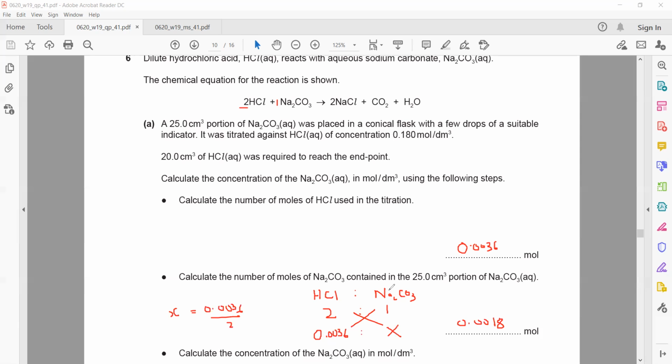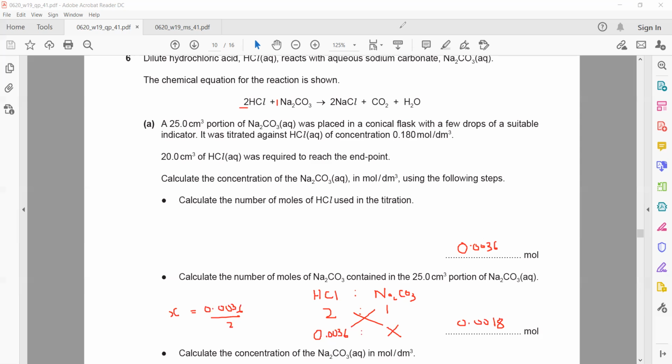I used a ratio. Why did I use the ratio? Because to use a formula I should have all the required things. I don't have the concentration. It's not a gas, so I cannot use volume divided by 24. Or I don't have the mass, so I cannot use the formula moles equal mass in gram over molar mass. So these are the moles of sodium carbonate.